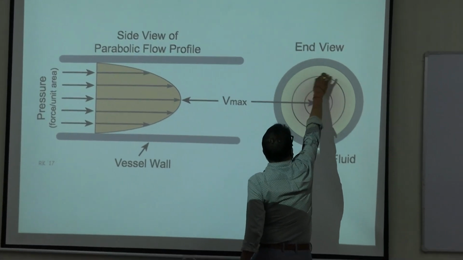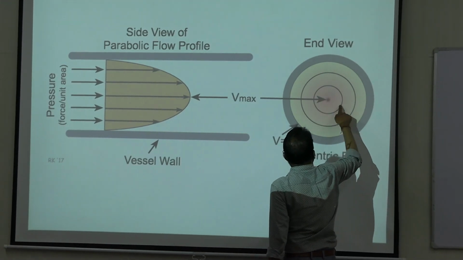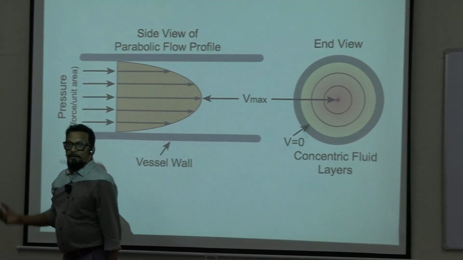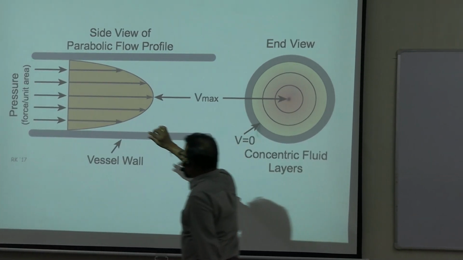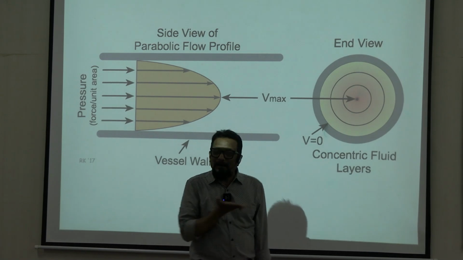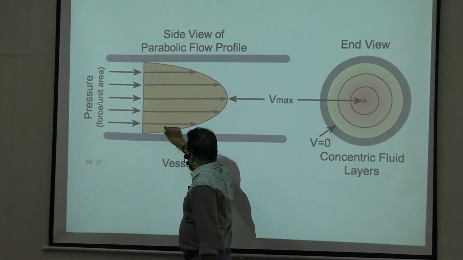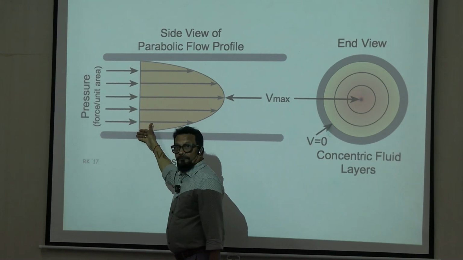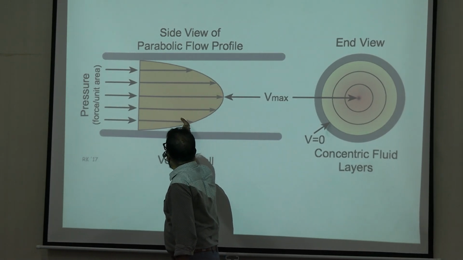So these are the layers of blood. This is the outer layer and this is the innermost layer. While flowing, it forms a parabola. Why this parabola? Because the outermost layer faces more friction while it flows. It faces more friction because the vessel wall is fixed and the blood is moving. As a result, the flow of this layer becomes less.